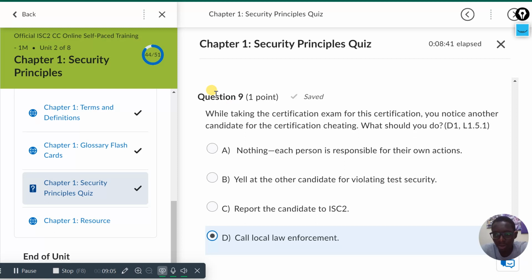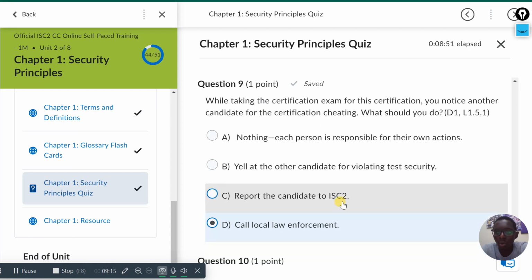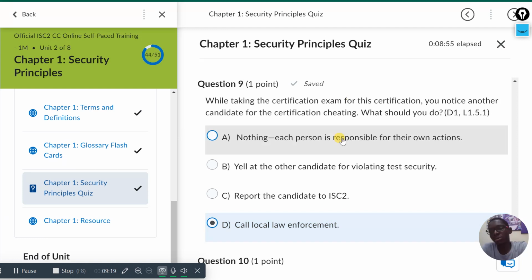So the next thing we are looking at is question 9. While taking the certification exam for this certification, you notice another candidate for the certification cheating. What should you do? This is also a tricky one. It is very tempting to say nothing, because it's not your problem anyway. The test center should be able to check and make sure that doesn't happen, right?